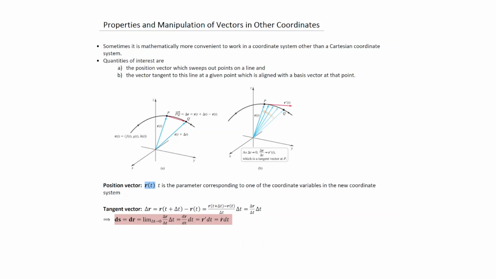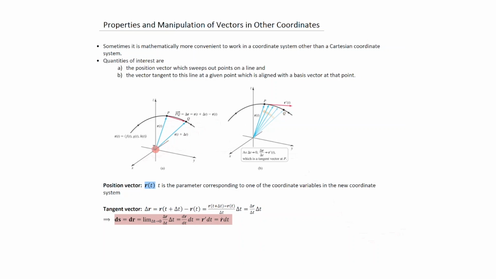So the quantities of interest in setting up the problem are the position vector, which sweeps out points on a line. So for instance, the vector in blue is a position vector. And this position vector is evolving with t. t could be time, but it could also be just a parameterization variable. So this is the position vector at t, and this is the position vector at t plus delta t. This diagram on the right shows basically a finer detail. There are small steps showing how the tip of this position vector traces out a particular contour.